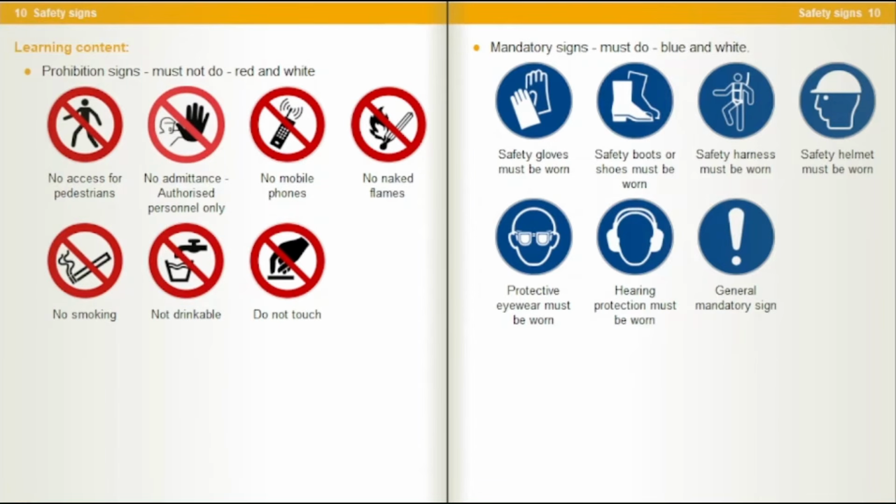Mandatory signs are blue and white. Safety gloves must be worn. Safety boots or shoes must be worn. Safety harness must be worn. Safety helmet must be worn. Protective eyewear must be worn. Hearing protection must be worn. General mandatory sign.